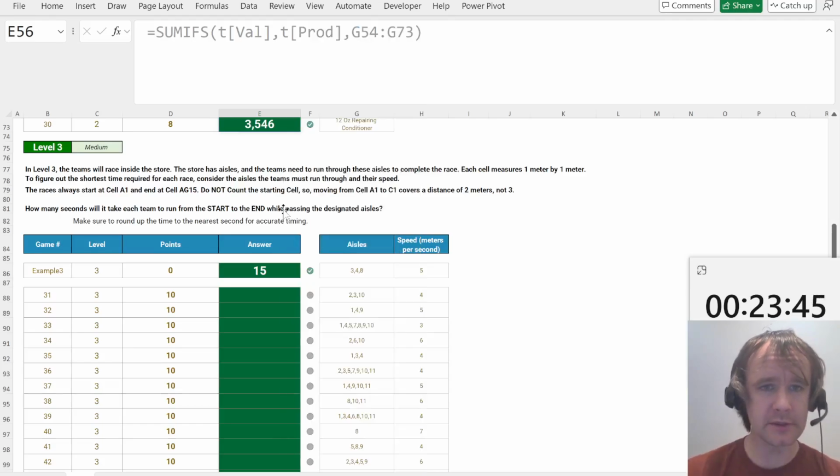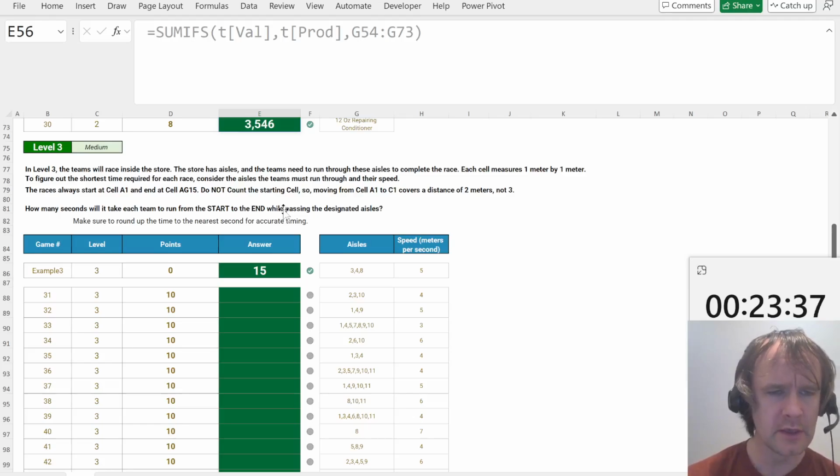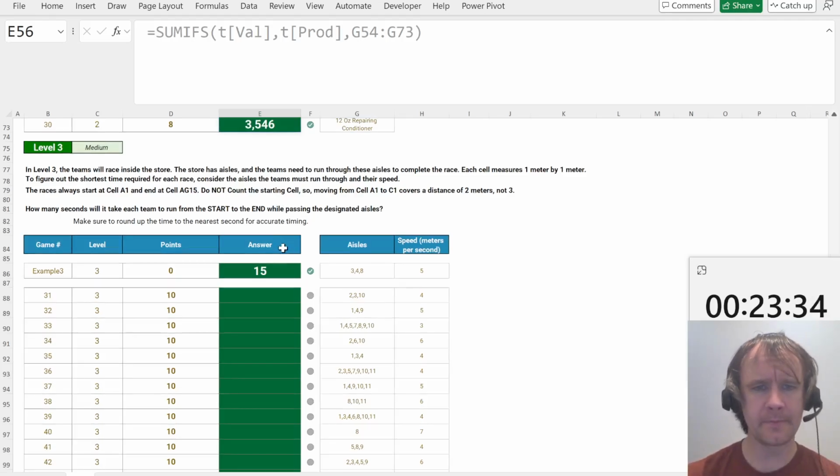Teams will race inside the store. Store has aisles. The teams need to run through the aisles, complete the race. Each cell measures 1 meter by 1 meter. To figure out the shortest time required for each race, consider the aisles the teams must run through and their speed. Okay. Start at A1, end at AG15. Do not count the starting cells. So moving from A1 to C1 covers a distance of 2 meters, not 3 meters.